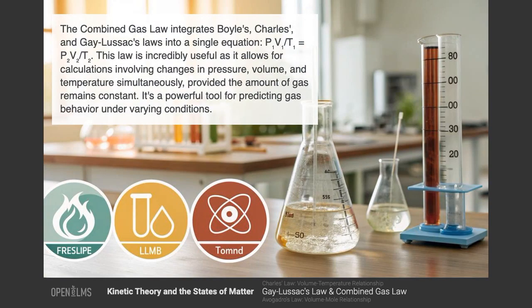The combined gas law integrates Boyle's, Charles's, and Gay-Lussac's laws into a single equation: P1V1/T1 equals P2V2/T2. This law is incredibly useful as it allows for calculations involving changes in pressure, volume, and temperature simultaneously, provided the amount of gas remains constant. It's a powerful tool for predicting gas behavior under varying conditions.